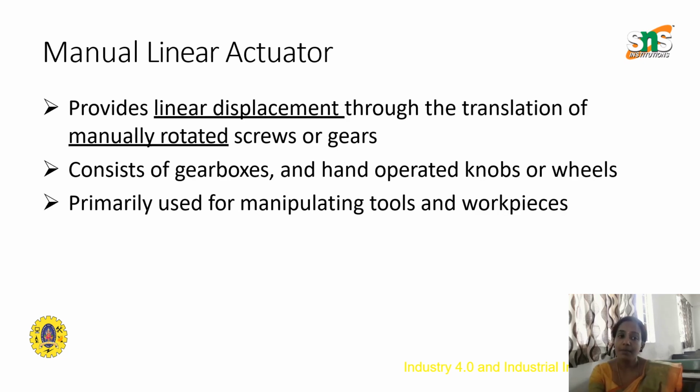So the next one is manual linear actuators. This also produces linear displacement through the translation of manually rotated screws or gears. So somebody will be rotating or giving the input manually, and the output will be linear. As shown in old films, somebody will be rotating and linear movement will happen. So this usually consists of gearboxes and hand-operated knobs or wheels, primarily used for manipulating tools and workpieces.